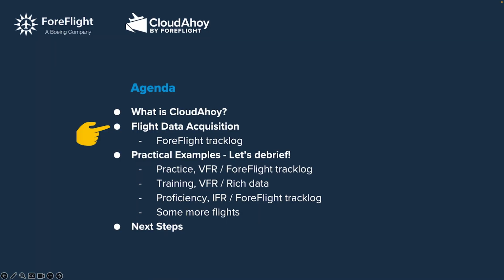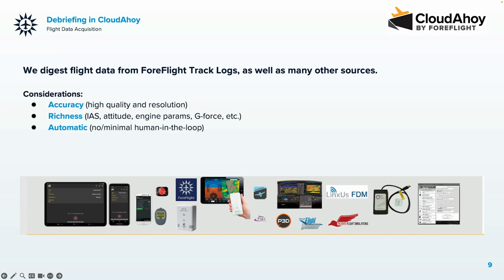How do we get the flight data into CloudAhoy in order to be able to debrief it? CloudAhoy is able to digest flight information from many sources, including ForeFlight tracklogs. And when we talk about the data sources of each of the sample flights that we're going to be looking at in this presentation, we're going to talk about three characteristics of those data sources. How accurate is the data? The GPS right in your iOS device is pretty good. It's sufficient to provide a great debrief, but if you have an external GPS, like a Sentry, that also provides AHRS data, that's even better.